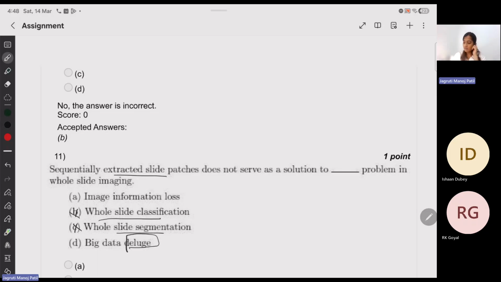Then you have image information loss, which cannot be the case because you're sequentially imaging the whole patches of the slide till you image the whole slide. So this is also not the case.